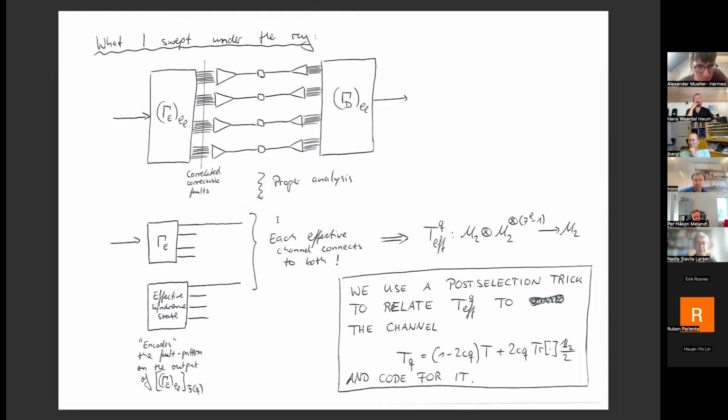What I put under the rug is that you have to do, of course, a proper analysis of this setup. There's the noise model of the circuit that can make these interfaces fail. And when these interfaces fail, if there's already some noise on the physical qubits, then they can interact with the failing interfaces. What this can lead to are correlated correctable faults on these qubits that get correlated by these faulty interfaces. You can think of it as each effective channel not only connecting to the logical space that these qubits have, but also to the space where errors are represented, which you can think of as a kind of syndrome space.